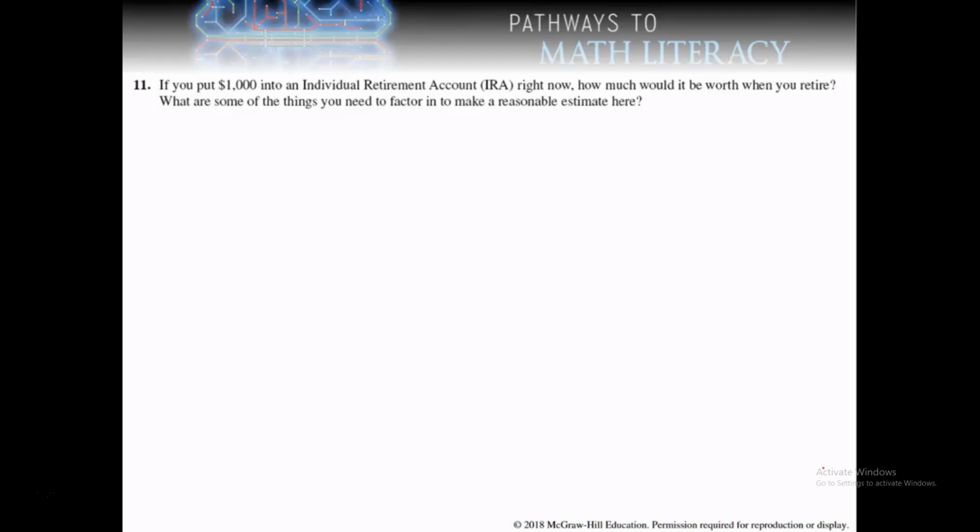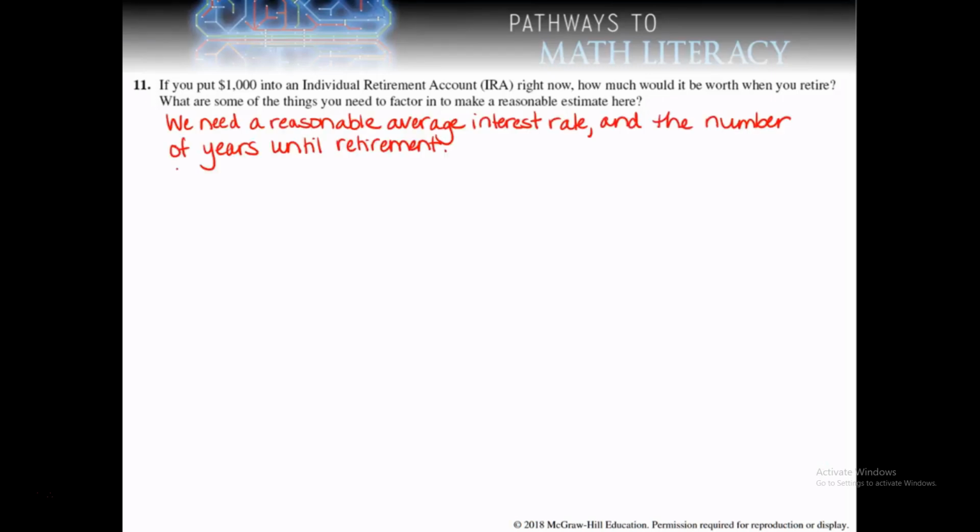Well, this would be another compound interest problem. So we would say that we have $1,000 right now, and we're going to multiply that by 1 plus our growth rate, 0.07, to the number of years, so 50 years. And that comes out to about $29,500.